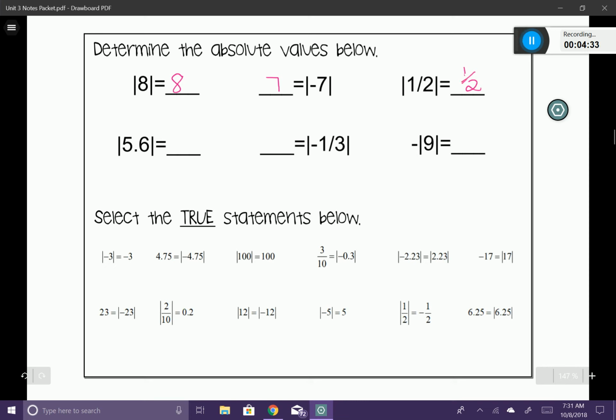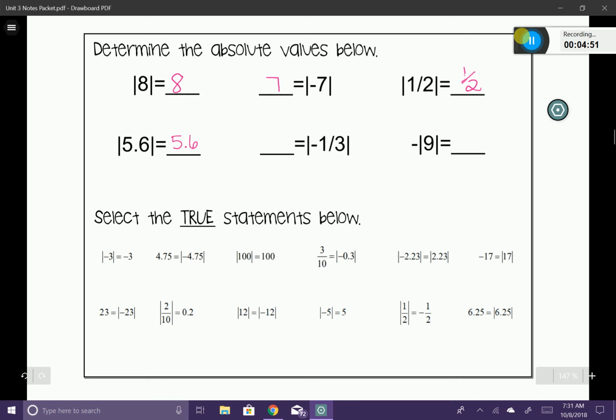The next example is a decimal. Remember, terminating decimals like this example are also rational numbers and can be written in this form with an absolute value as well. So the absolute value of 5.6 is just going to be 5.6, or 5 6/10.